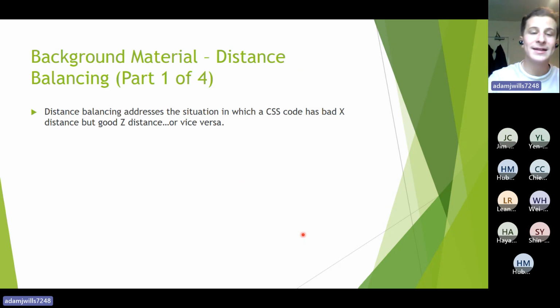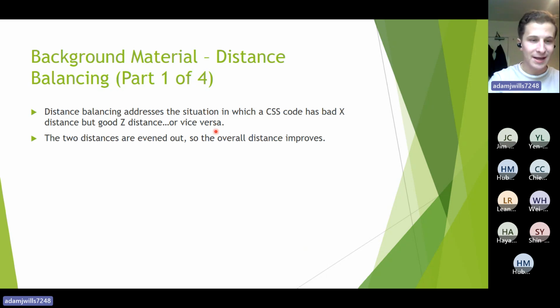Distance balancing, as the name suggests, addresses the situation in which we have a CSS code which has a bad x distance but a good z distance, or vice versa. So you have a bad x distance and a good z distance, and your overall distance, which is what you care about, is the minimum of those two. So you can improve the distance by evening those two out. And again, it can be done both ways. As I say, during distance balancing, the two distances are evened out.